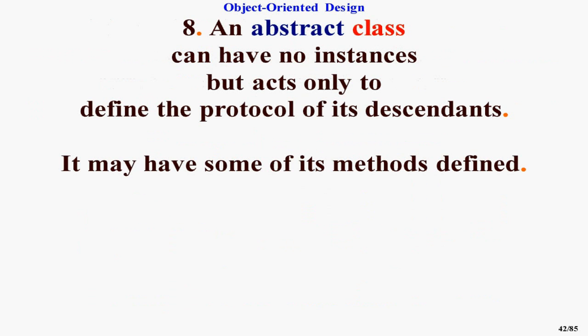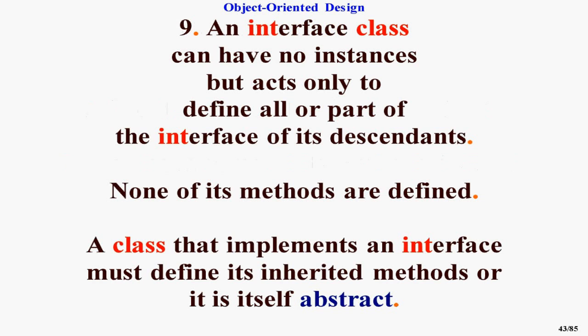8. An abstract class can have no instances but acts only to define the protocol of its descendants. It may have some of its methods defined. 9. An interface class can have no instances but acts only to define all or part of the interface of its descendants. None of its methods are defined. A class that implements an interface must define its inherited methods or it is itself abstract.